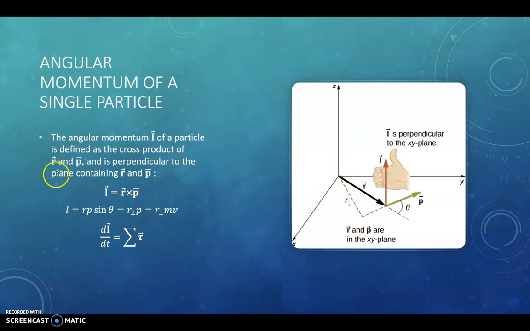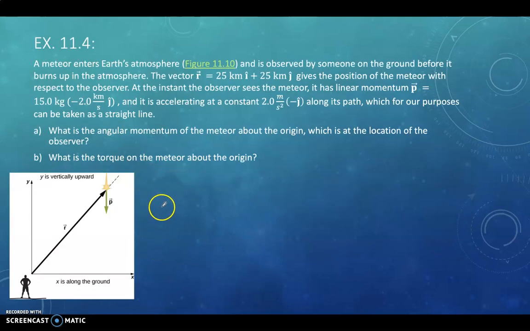Yeah, so another way to put this is that L, or angular momentum, is equal to r p sine theta, or r perpendicular m v. And r perpendicular is just r sine theta. That's what r perpendicular means. Now, the derivative of angular momentum with respect to t is the summation of the torque. So we can go ahead and put this into context.